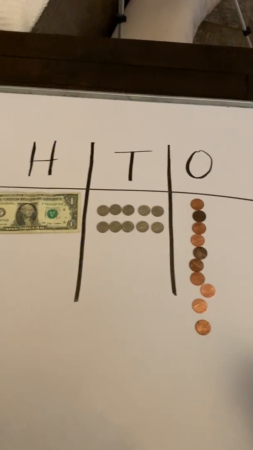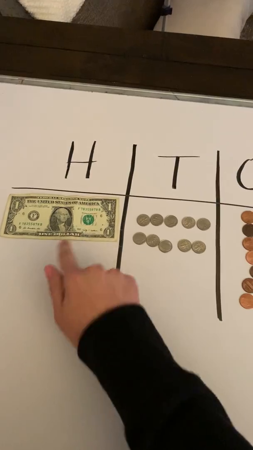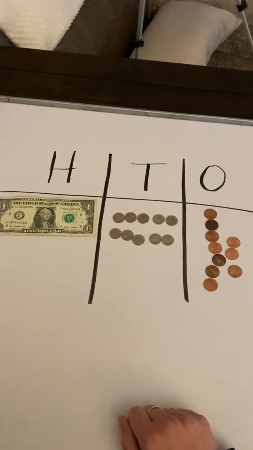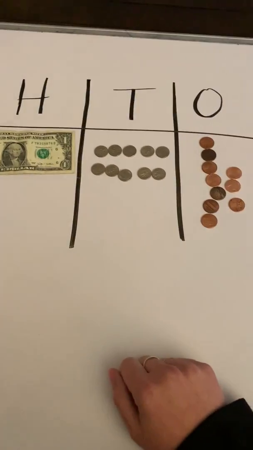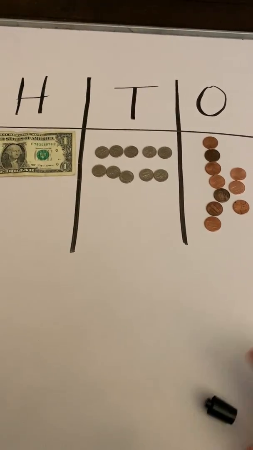So we can put money, ones, tens, and hundreds. We can make money on our tens frame. Or I'm sorry, on our place value chart. Isn't that cool? Okay, let's try this.